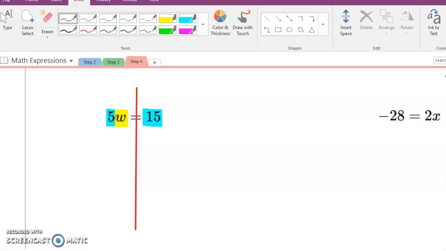So in order to do the inverse of multiplication, I'm going to divide both sides by 5. On the left, the 5's cancel out, leaving me with a w. And on the right side, 15 divided by 5 is 3.